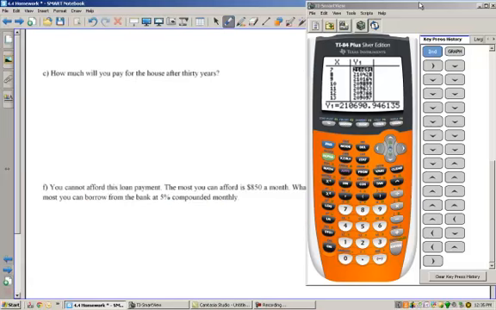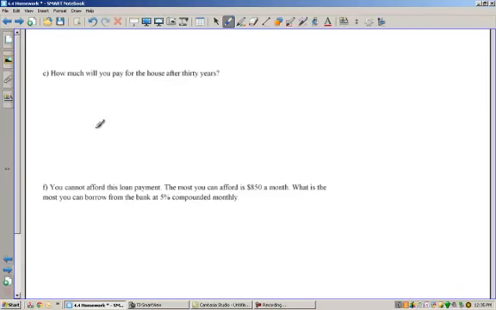Right, so on the next page it asks how much will you pay for the house after 30 years. The idea is that you pay monthly payments of $1,140.75. Each year you pay that times 12, and you do this for 30 years, so you multiply by 30 and you get your answer.